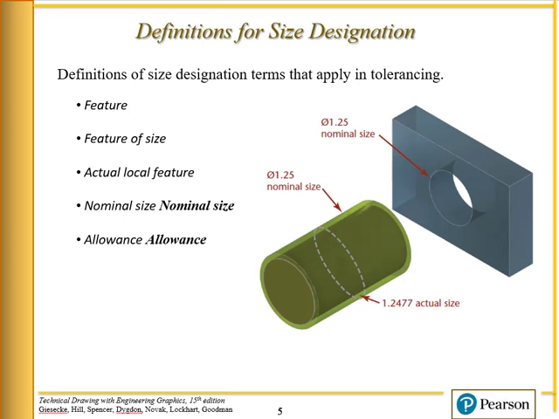Okay, so now definitions for size designation. Right here we're talking about a fit. A feature here, in this case, is a hole. Another feature here is the diameter of this barrel, and that is a feature of size. It has a size associated with it. The nominal size is the nominal size; it typically does not have a tolerance applied, whereas the actual size is the dimension that the part actually measures.